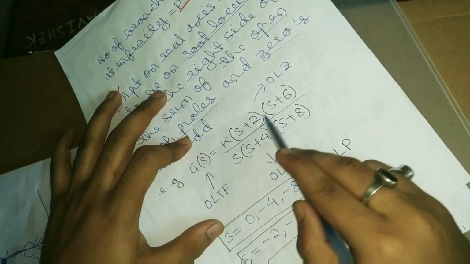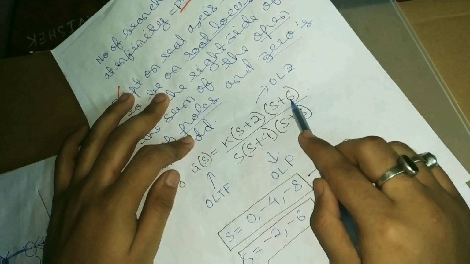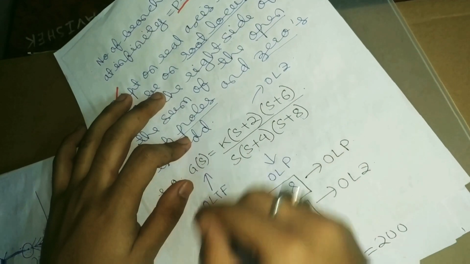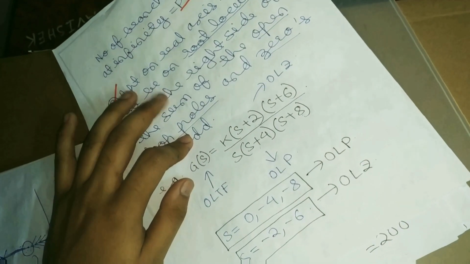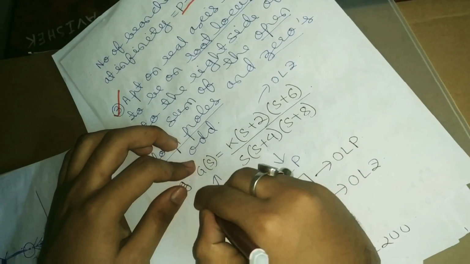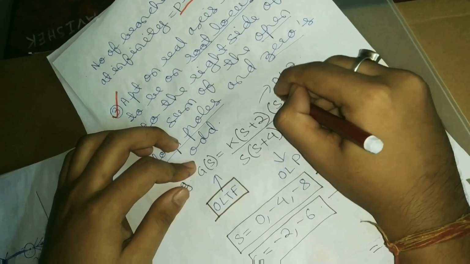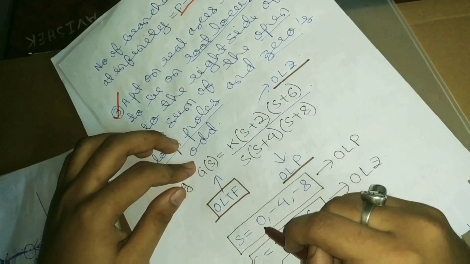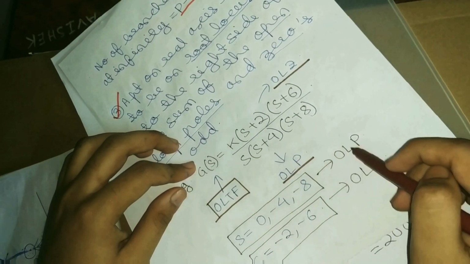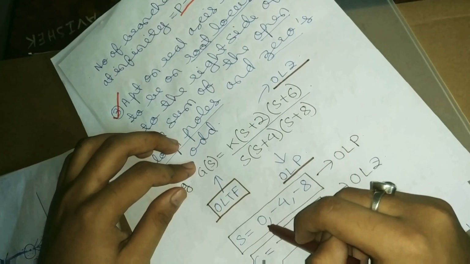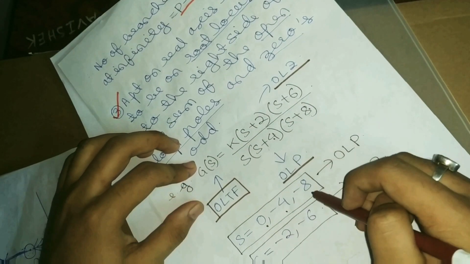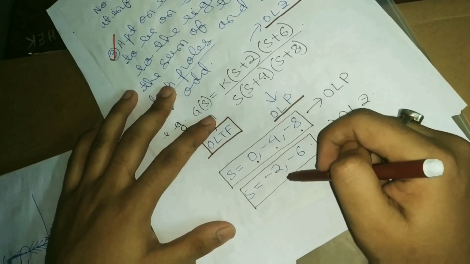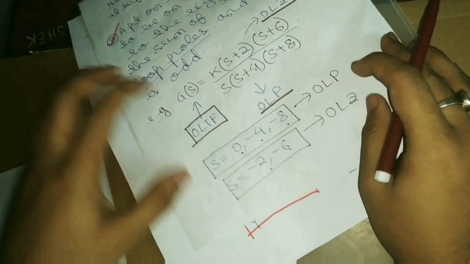G(s) is equal to K (s plus 2)(s plus 6) divided by s (s plus 4)(s plus 8). Okay, so this is an open loop transfer function, as you can see. This is an open loop zero, and these are open loop poles. So what are the open loop poles? s is equal to 0, minus 4, minus 8. Okay, and what are the open loop zeros? s is equal to minus 2 and s is equal to minus 6.